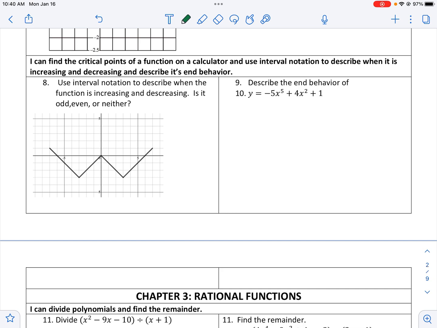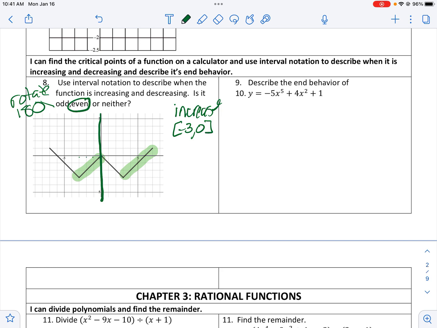So finding critical notation, and this says use interval notation. When is it increasing or decreasing? Is it odd or even? Well, I'm going to say it's even because you can fold it in half. Again, odd is if you can rotate 180. So where does it increase? If I was to highlight this, it's increasing and increasing. And again, interval notation, -3 to 0, and then 3 to 7.